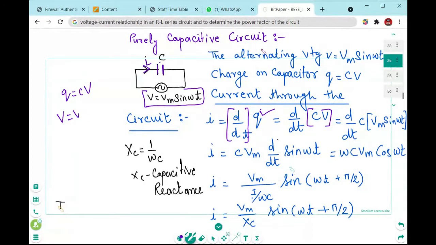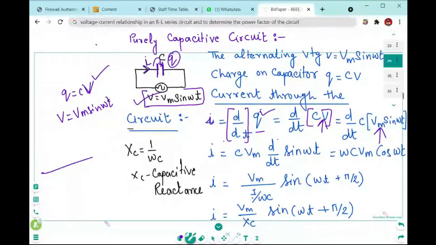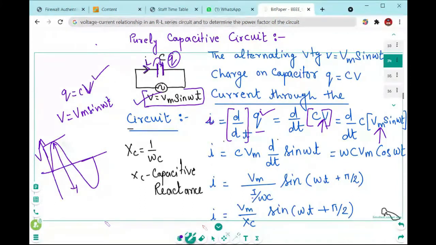So what is the value of voltage? Voltage is Vm sine of omega t, and we will put that value right here. So what is Vm sine of omega t? You know very well, this is a sinusoidal waveform or a sinusoidal signal. So we have a voltage level right here, and you can see this is the maximum voltage. When you apply this voltage, it is represented as Vm. So this sine is a sinusoidal waveform.